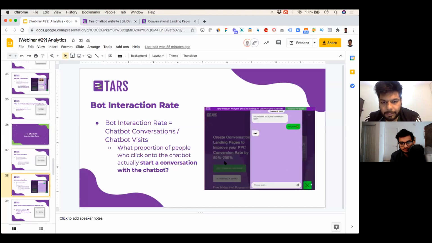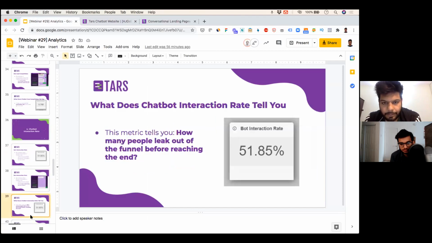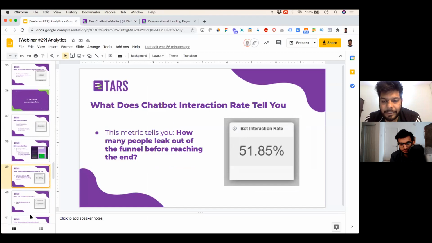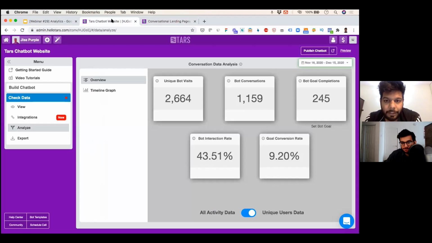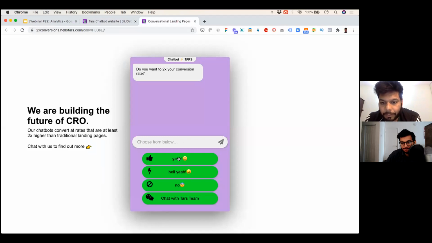Now, if they're on a widget, this is how many people are clicking, how many people are starting a conversation. This metric tells me that there are 2664 people who came on this particular chatbot, but more than 1300 or 1400 people didn't even click on the first button in here, right? That's what it's telling me. And that's a good metric to look at, because that basically means people didn't even get into your funnel.